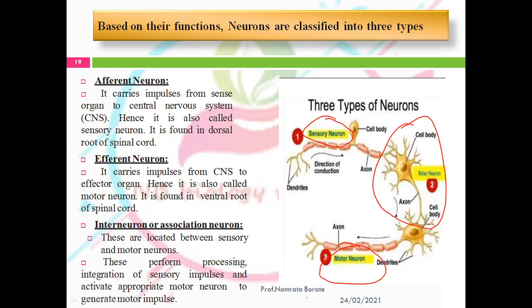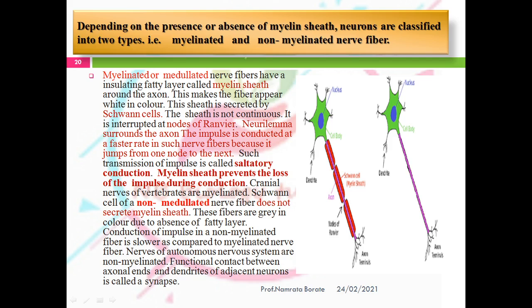Okay, the next part: depending on the presence or absence of the myelin sheath, neurons are classified into two types. The first one is the myelinated neuron, and the second is the non-myelinated neuron.